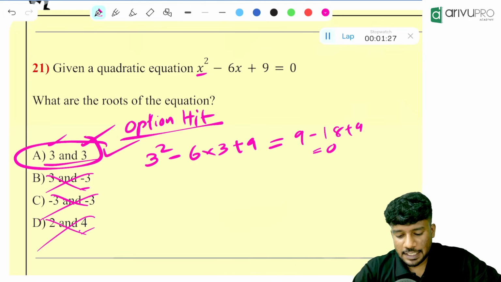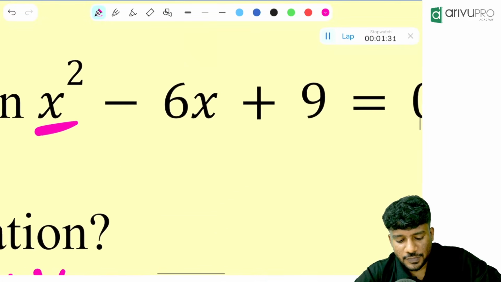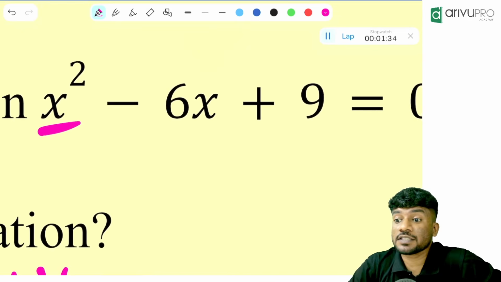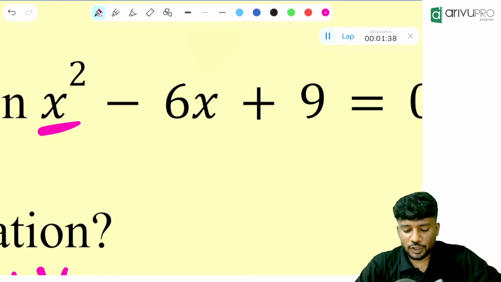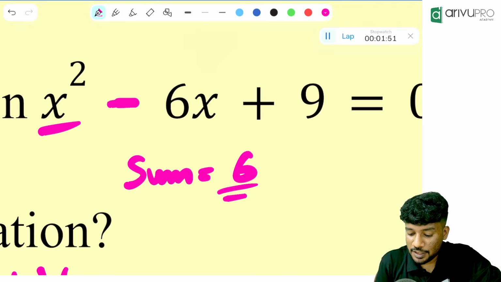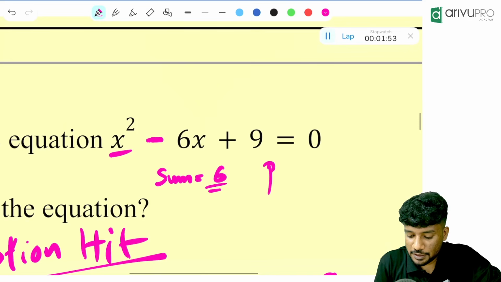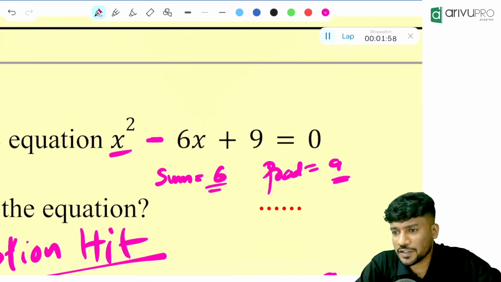Now, can I show you another shortcut? It will actually help you in many other chapters, not in this chapter. Can anyone tell me what is the sum of the roots here? Minus of minus 6. Okay, minus 6 is the b value, so the sum of the roots will be 6. Can anyone tell me what the product is? Product is 9. The constant term divided by the coefficient of x square is 9.